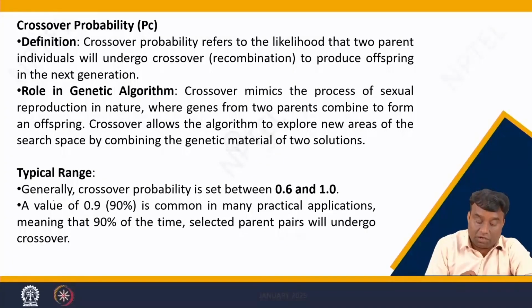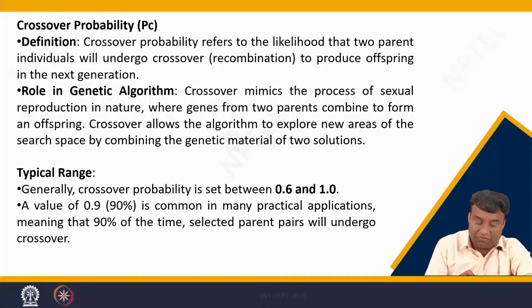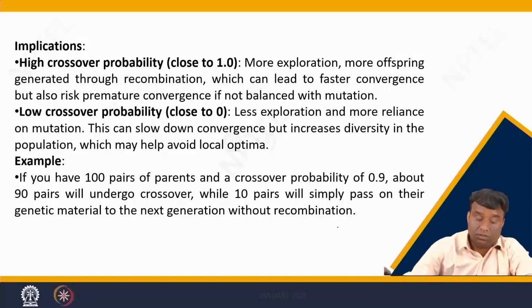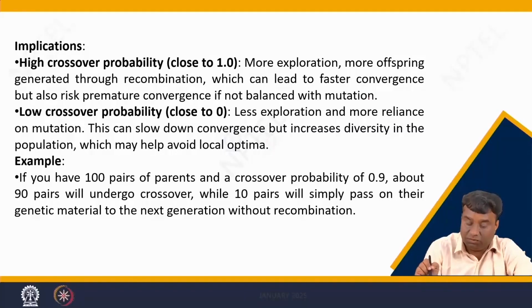So the typical range for the crossover probability is set between 0.6 and 1.0. A value of 0.9, that is 90%, is common in many practical applications, meaning that 90% of the time selected parent pairs will undergo crossover. Implications: high crossover probability close to 1.0 means more exploration, more offspring generated through recombination, which can lead to faster convergence but also risks premature convergence if not balanced with mutation.